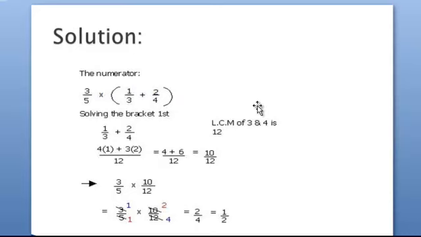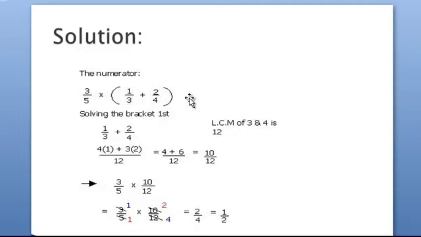So look at the numerator first. We realize, okay, in the numerator I had 3 over 5 multiplied by, in brackets, 1 over 3 plus 2 over 4. So using BOMDAS again, remember BOMDAS is the rule that governs all arithmetic operations. We know that what we're going to do first is the brackets, solve what's in the brackets. So in the brackets we'll have 1 over 3 plus 2 over 4. So they want us to add 2 fractions.